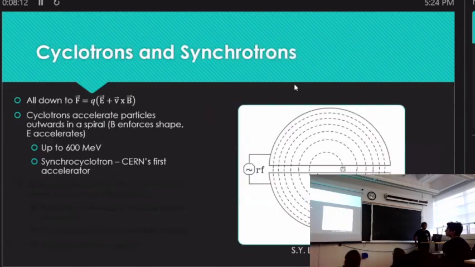So how do we accelerate things? It all comes down to electromagnetic fields. And so this is the Lorentz force law, which shows you that you can exert a force on a particle by applying an electric or a magnetic field.